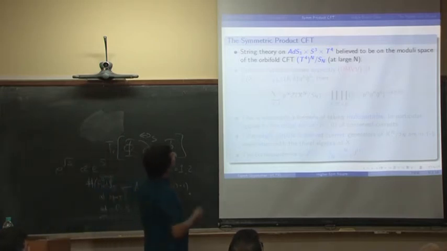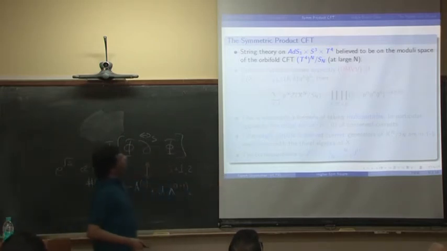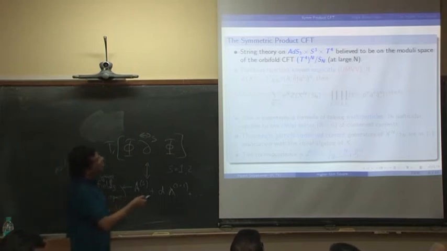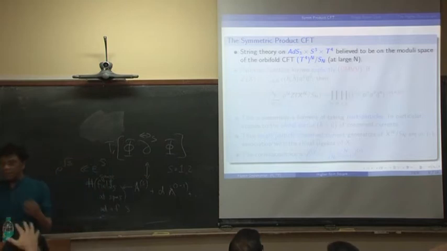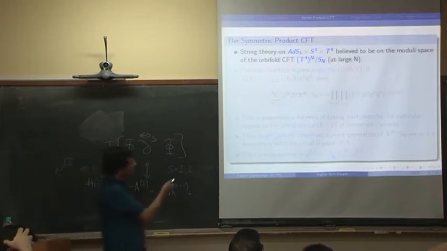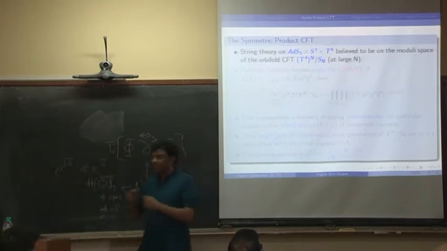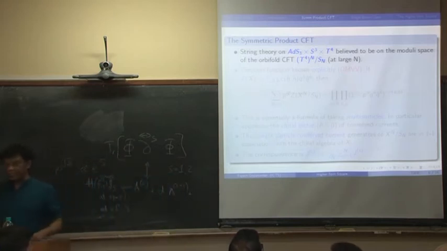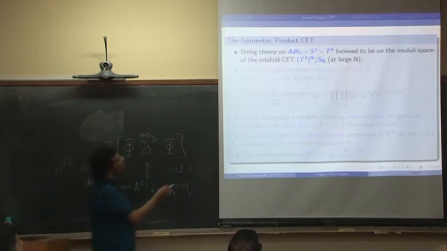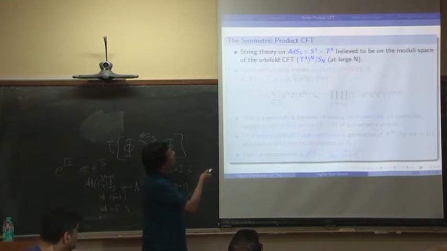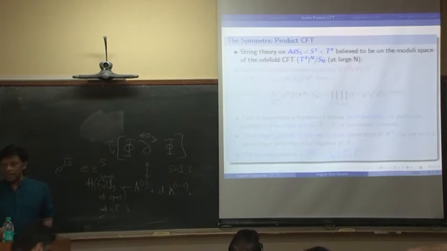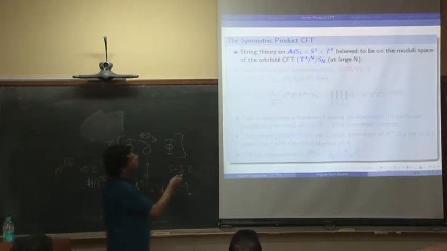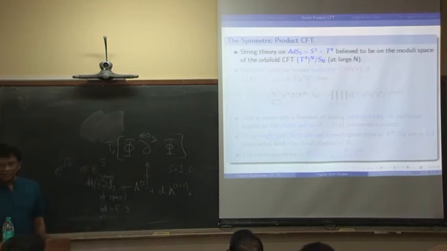But anyway, the string theory on this background is believed to be dual to a CFT, which is a deformation of a free two-dimensional CFT, what is called an orbifold CFT. It's a free CFT in which you have n copies of the torus T4, and you orbifold by the symmetric group action on those n copies.